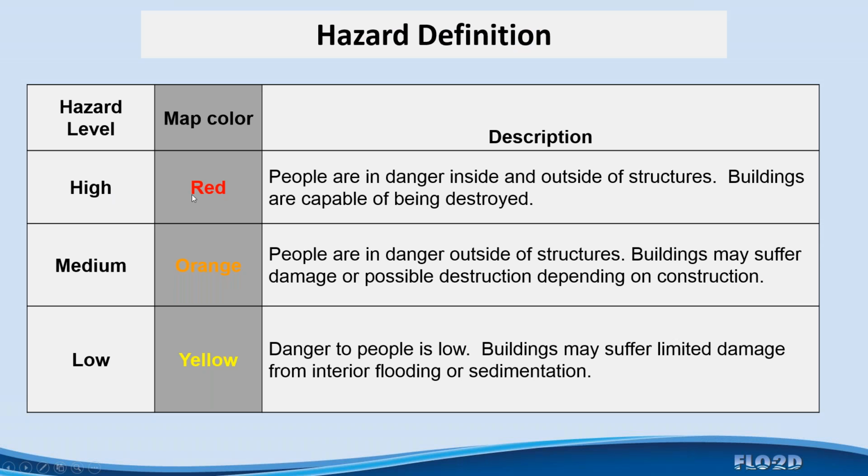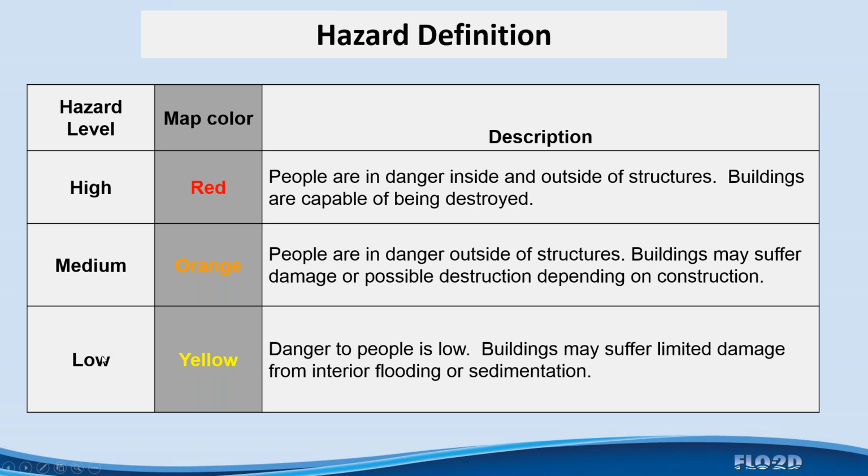You can create your own definition of these maps for different colors of the plots, red, orange, and yellow, high, medium, and low hazard levels, to disseminate to the public. For high hazard, I generally define this as people are in danger inside and outside of structures. Buildings are capable of being destroyed. In a medium hazard, people are in danger outside of structures. Buildings may suffer damage or possible destruction depending on their types of construction or construction materials.